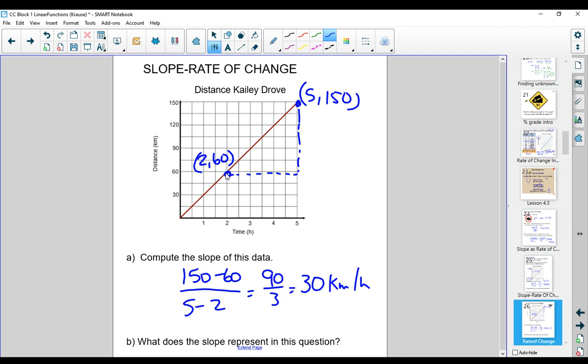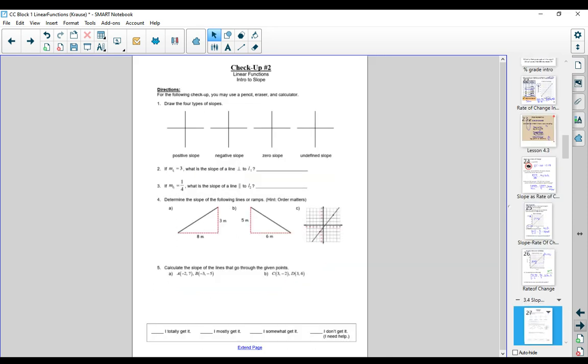What does the slope represent in this case? Well, if I'm driving down the highway at 30 kilometers per hour, that slope is going to represent my speed. So if we're trying to ask ourselves, what does the slope represent? Use your units as the guideline. The rise units over the run units, so kilometers per hour would be speed. Dollars per hour might be pay or cost per hour.